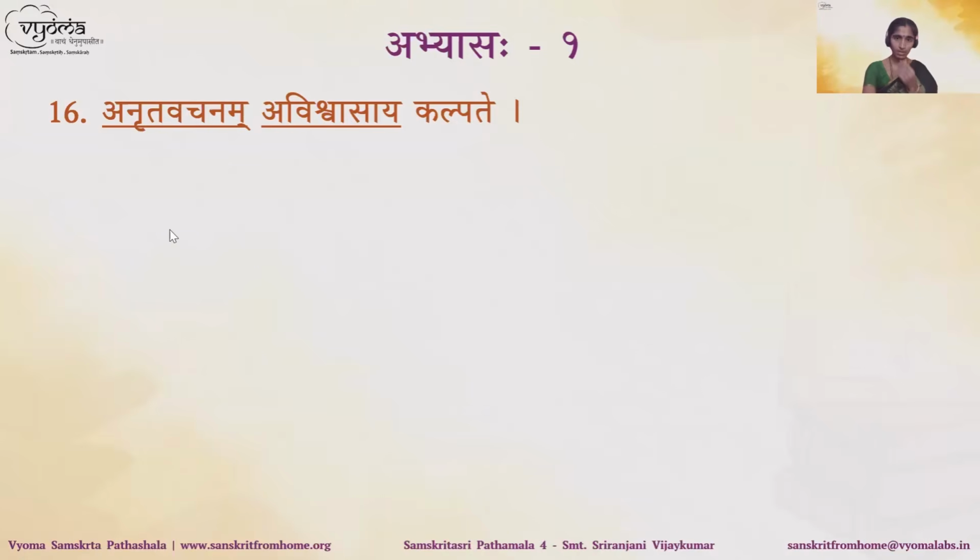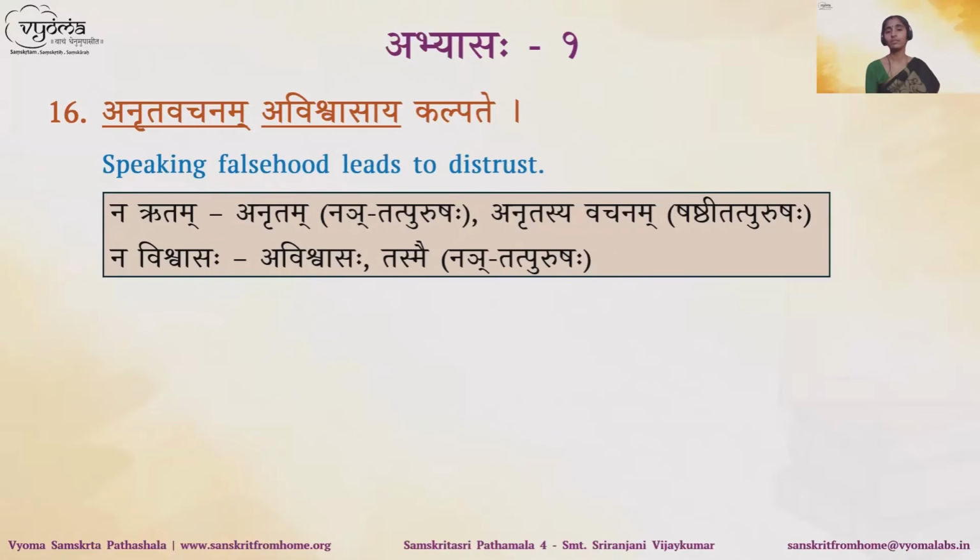So what is the meaning of the sentence: anritavachanam avishwasaya kalpate? Anritavachanam means speaking lies, which is not true. Avishwasaya kalpate: nobody will trust you if you speak lies, right? So the artha is, speaking falsehood leads to distrust. Avishwasa is not having trust. So na ritam anritam, nai tatpurusha. Anritasya vachanam anritavachanam. So you have samasa there also. Anritam vachanam api bhavat, anritam vachanam anritavachanam. You can have a karmadharaya. Okay, this is anritam vachanam, anritasya vachanam, sorry.